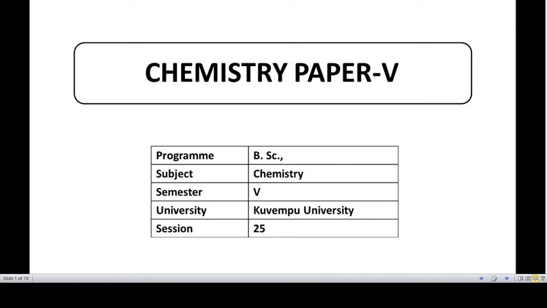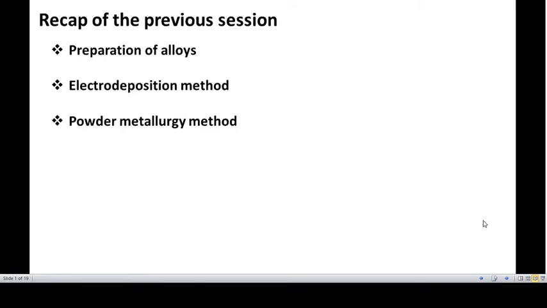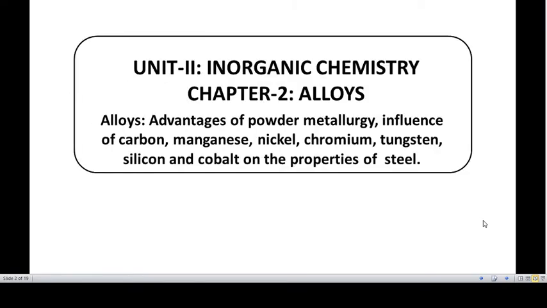Hello everyone. Now we are going to have a discussion on the chemistry paper 5 of BSc 5th semester of Coimbatore University. The present session is session number 25. Here we will have a discussion on the advantages of powder metallurgy, and the influence of carbon, manganese, nickel, chromium, tungsten, silicon and cobalt on the properties of steel.